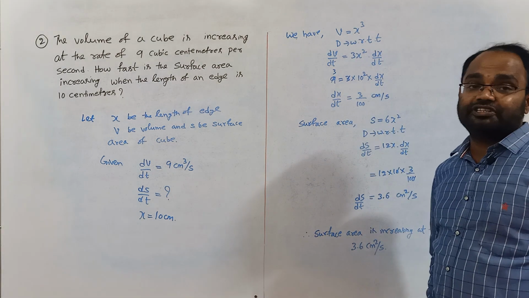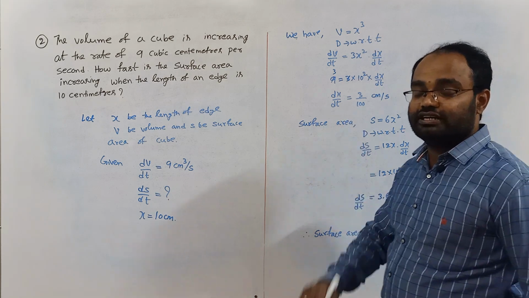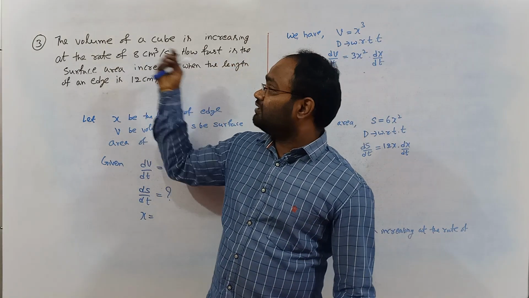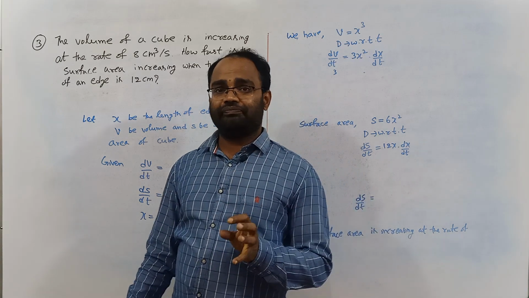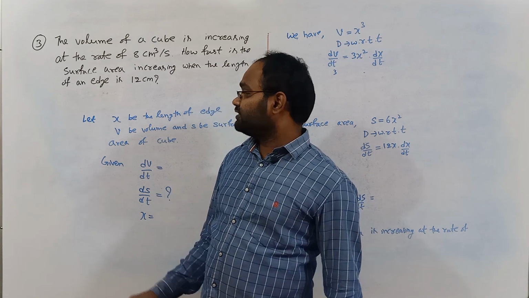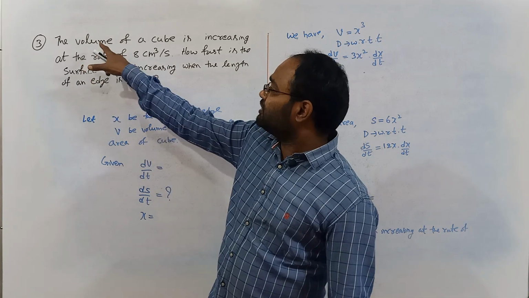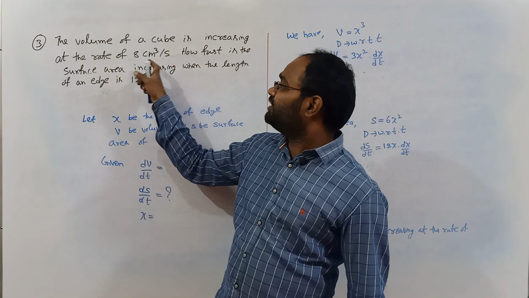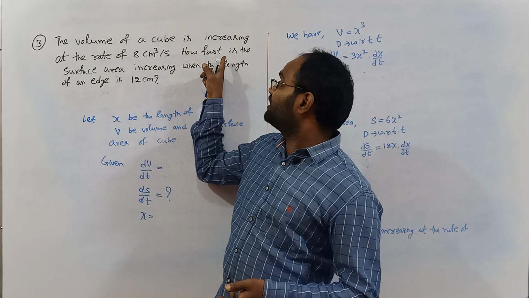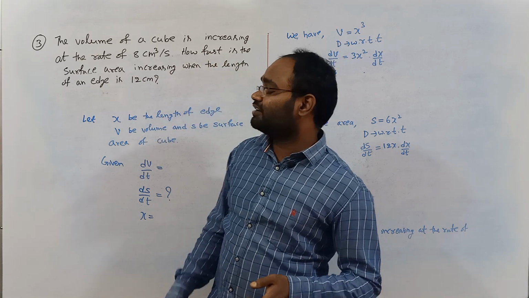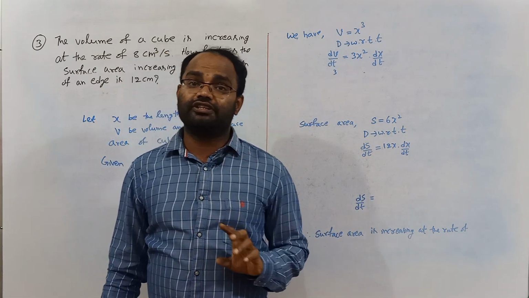Similarly we have one more question in the same format. Let us discuss. Okay, next question, same format. Just values change. The question is: volume of cube is increasing at the rate of 8 centimeter cube per second. How fast is the surface area increasing when the length of an edge is 12 centimeter?